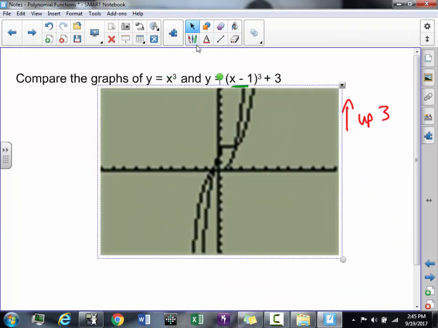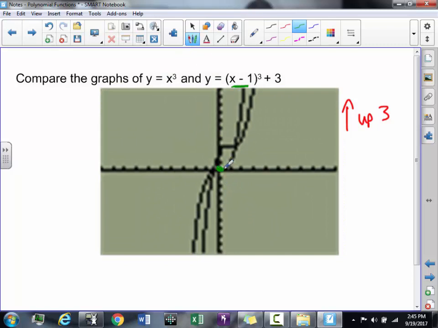One really key point to focus on is that the original graph went right through the origin right here, right? Where did it move to? I believe it's right there now. Can you guys see that one of the graphs used to look like this in green? And then this graph is slightly moved over, but it's now sitting right here. This coordinate point has been moved up 3 and over 1.